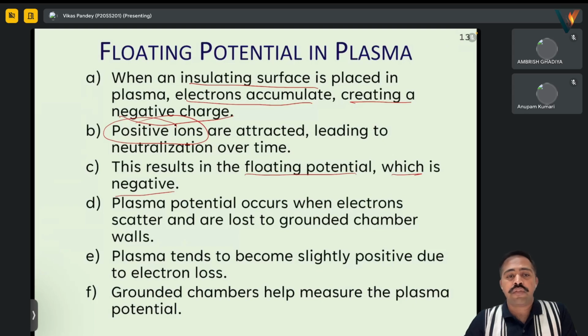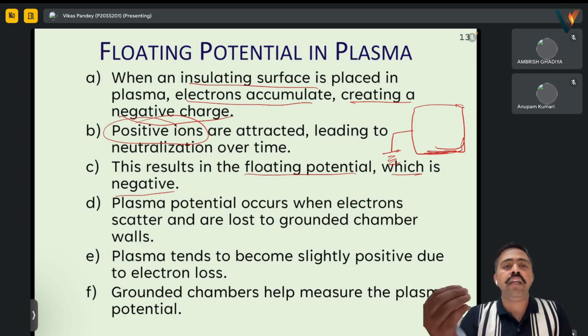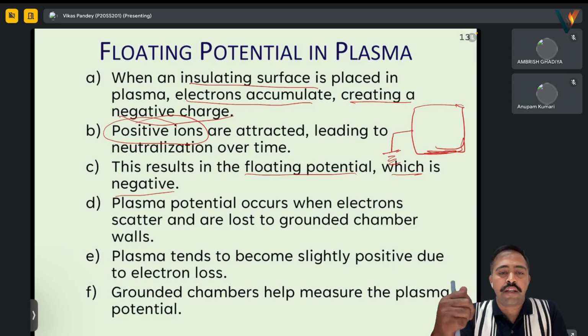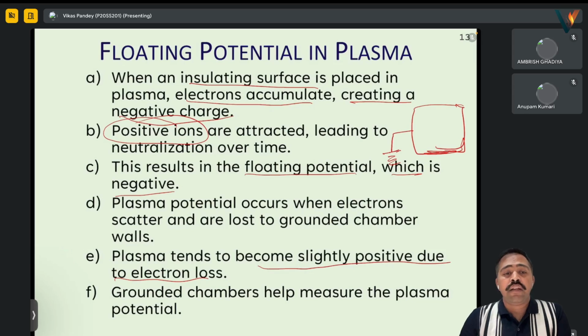Plasma potential occurs when electrons scatter and are lost to the grounded chamber wall. The whole chamber, that is our reaction chamber, is grounded. So some electrons will get lost to the grounded chamber, and we will see a plasma potential occurring. Due to this, the plasma will tend to become slightly positive due to electron loss. And using this grounded chamber, we can measure the plasma potential.